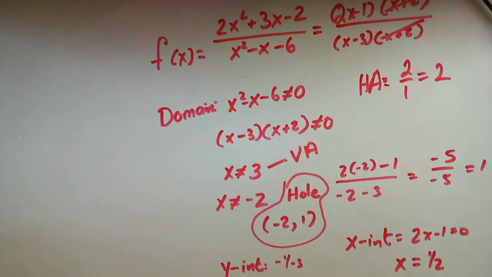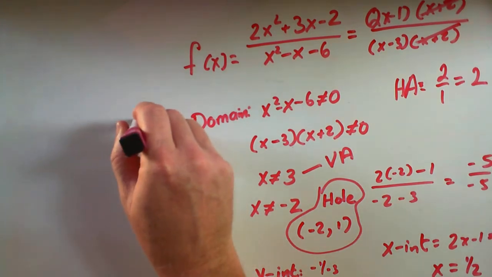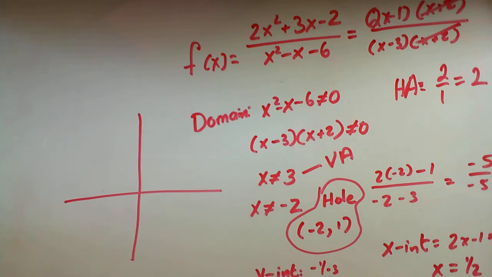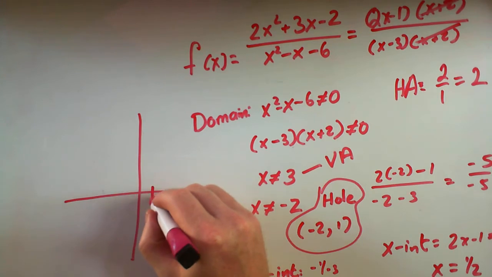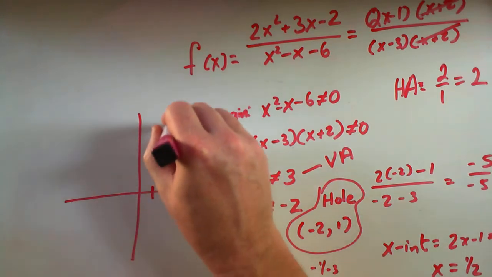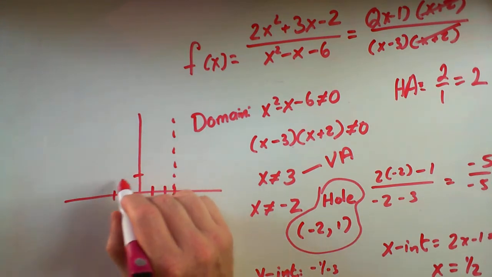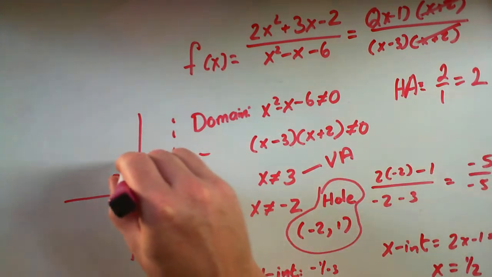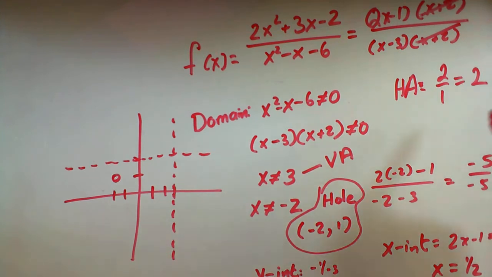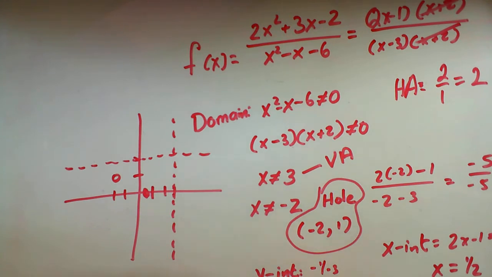Now I'm going to take all of this information that I have here. I'm going to come over to this side and I'm going to graph what I've got. So let's just go through all of it. We have a vertical asymptote at 3. We've got a hole at negative 2, 1. We have a horizontal asymptote at 2. An x-intercept at 1/2. And a y-intercept at 1/3.